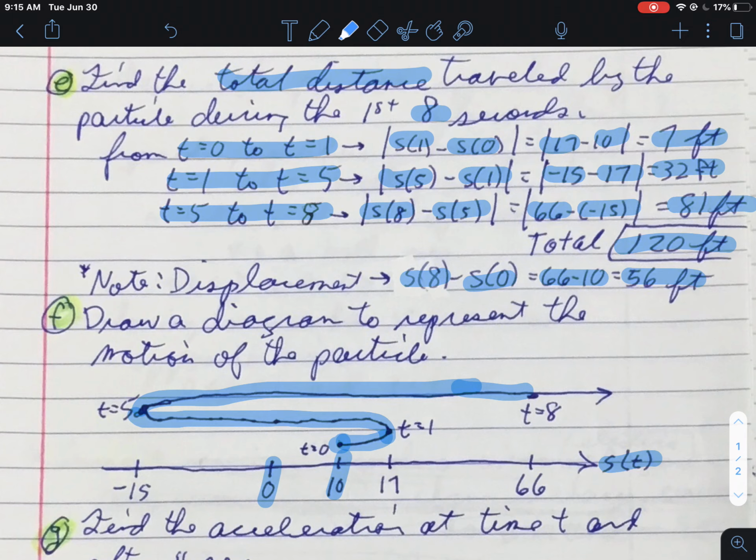And so we had found s of 8, which was 66. So at t equals 8, we're located at a position of 66 feet from our point of reference. So over that interval from 5 to 8, the particle was moving forward from a location of negative 15 feet to a location of 66 feet. So that even better illustrates the behavior of this particle, right? It's moving forward, then it's moving backward, then it's moving forward again. And we have indicated those points at which we had that change in direction.